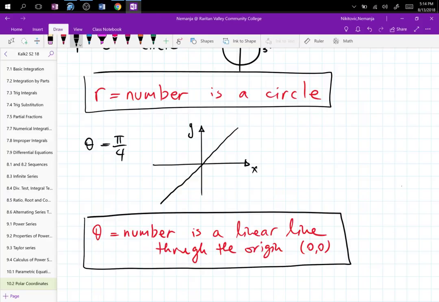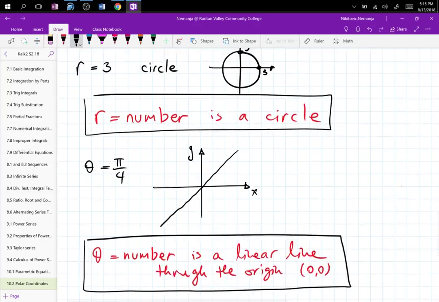Can you shift this line up and down to get some y-intercept? The answer is yeah, but it's a living nightmare. Polar coordinates are not designed for that. Okay? Polar coordinates, you'll see, are dealing with different kind of stuff.